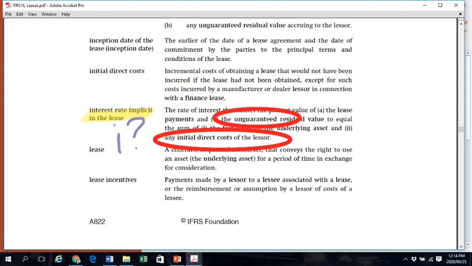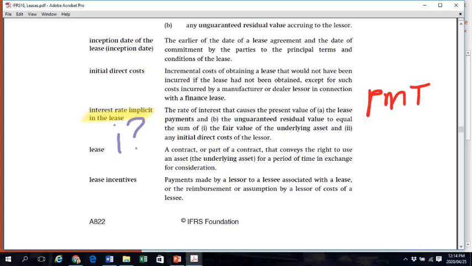That tells you that your interest rate implicit in the lease is calculated from the perspective of the lessor. It is the expected rate of return that the lessor wants to earn on this lease agreement. So let's unpack those variables. You will have a payment variable, and that would be all the payments that the lessee will have to make over the course of the lease term. N would be your lease term based on the same principles we've discussed before.